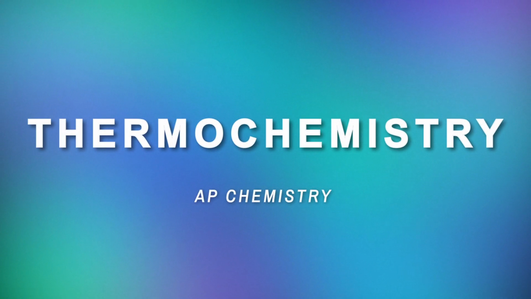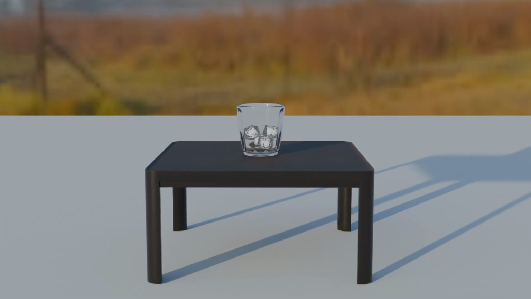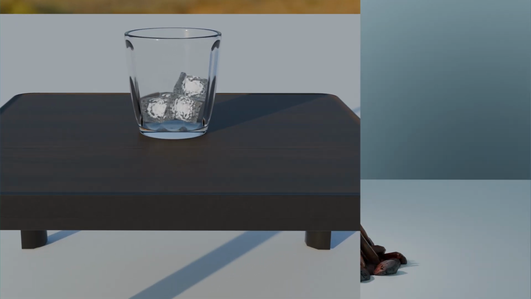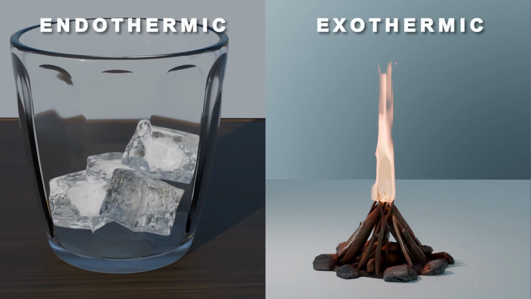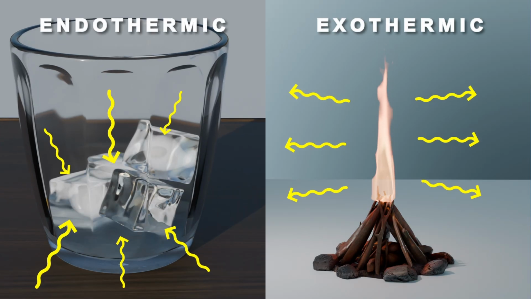When an ice cube melts, the process is endothermic. It absorbs heat from the surroundings. When a fire burns, the process is exothermic. It releases heat into the surroundings. Endothermic means heat flows in, exothermic means heat flows out.